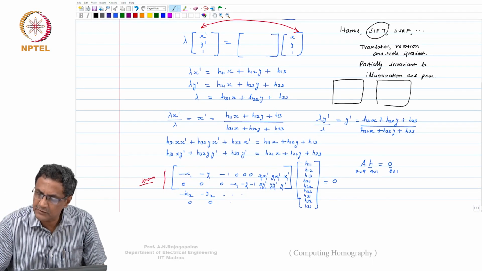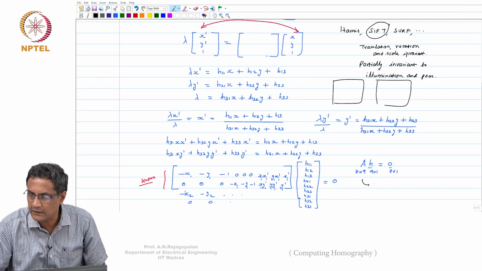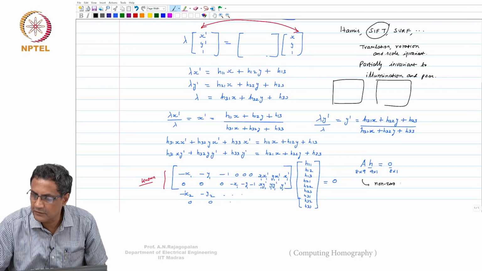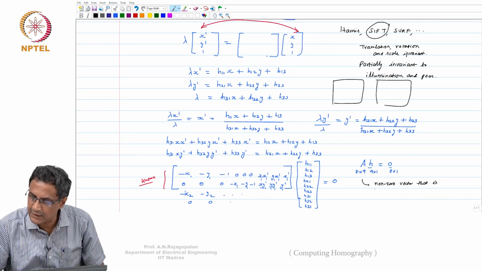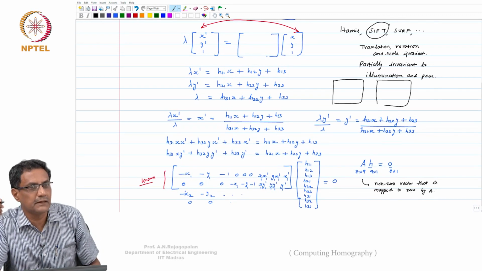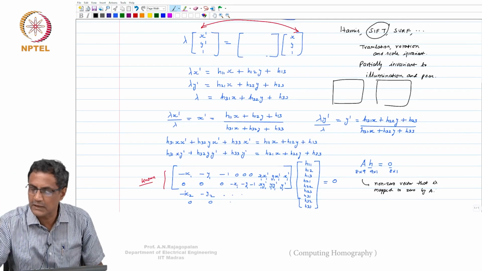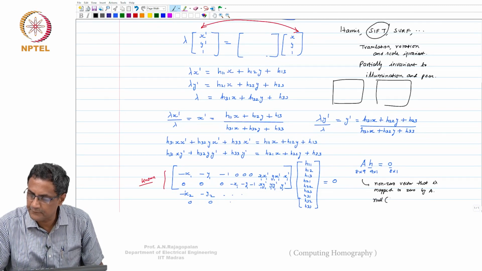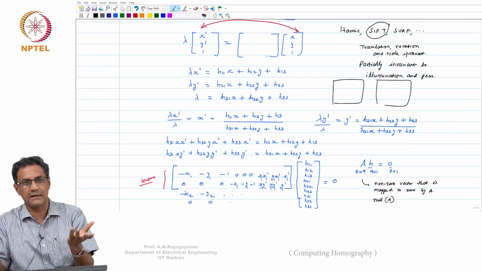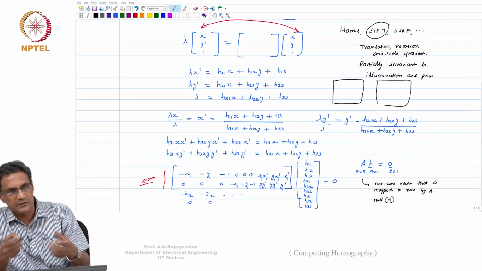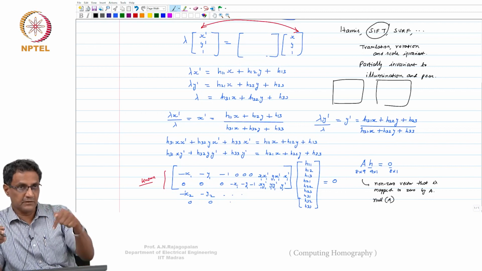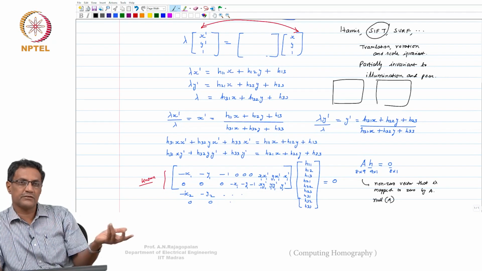Now, which actually means that because AH equal to 0, there is at least one non-zero vector that is mapped to 0 by A, because A is 8 cross 9. So one way to do it is you do a simple SVD. If you use MATLAB or something, you will ask for null of A. That is that one-dimensional vector, that one-dimensional space in which this particular vector lies. All scaled versions of that are okay.